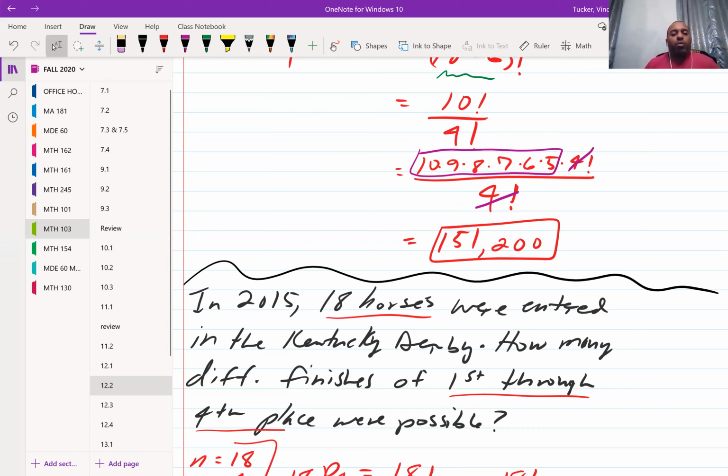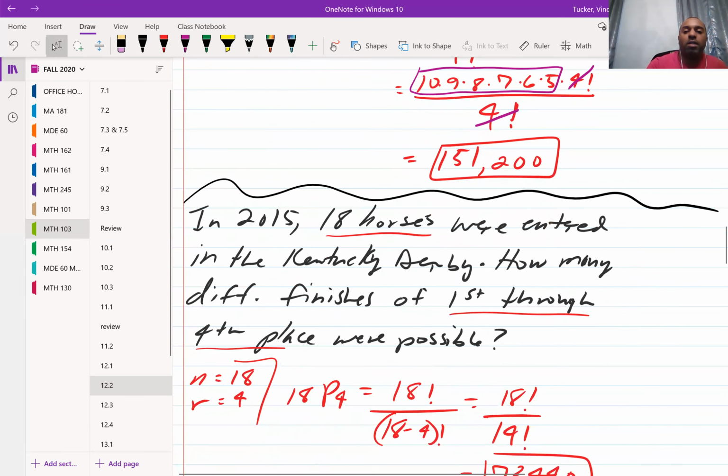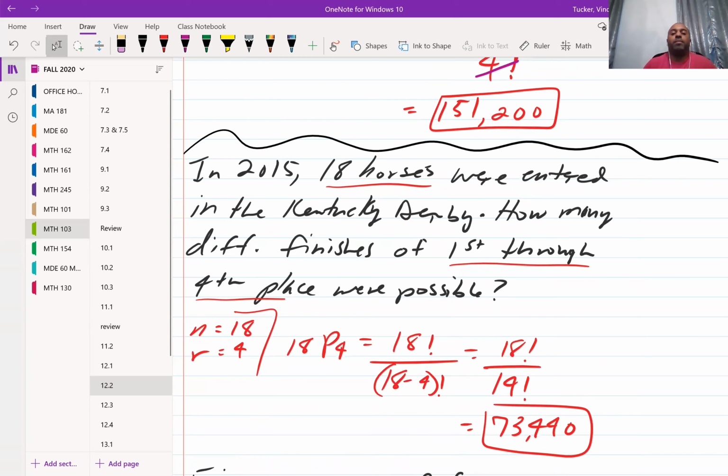All right, next one. In 2015, 18 horses were entered in the Kentucky Derby. How many different finishes of first through fourth place were possible? Once again, we have a ranking, first through fourth place, so we're using permutations because the order matters. 18 horses altogether, 4 places. So N is 18, R is 4. That'll end up being 18 factorial over 18 minus 4 factorial. 18 minus 4 is 14. 18 factorial over 14 factorial will give you 73,440.